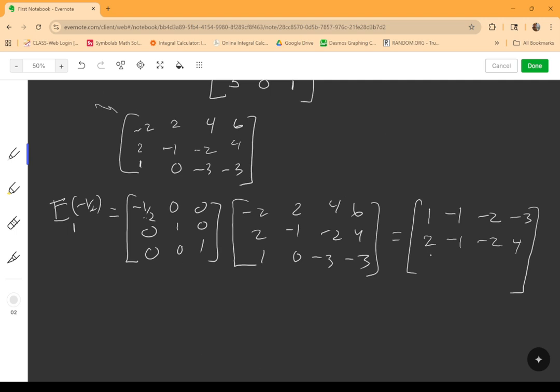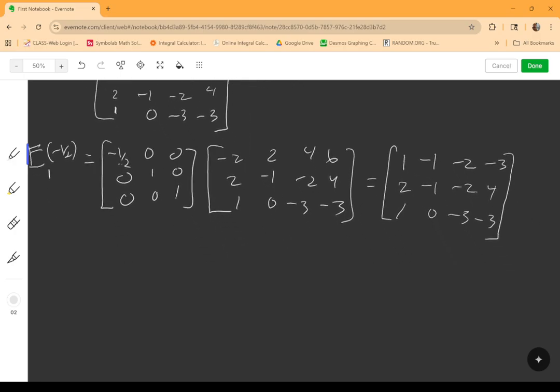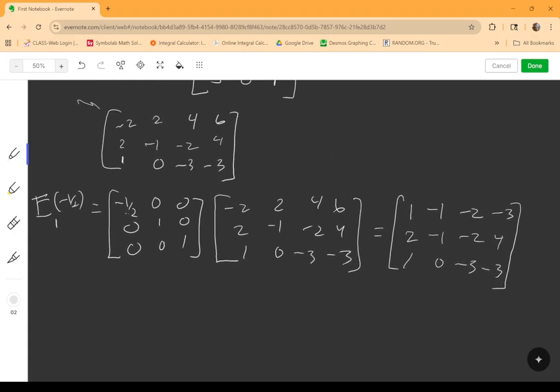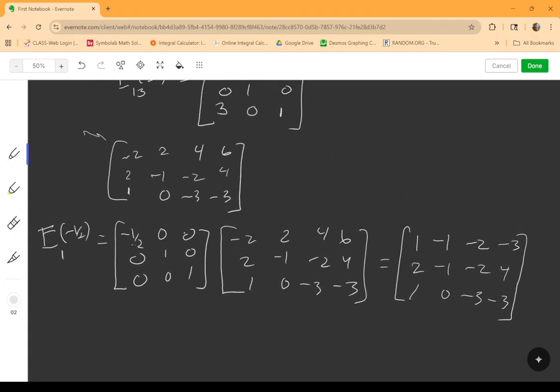And doing the third row multiplication, you see right away. And you notice here that the row operation you wind up with is -1/2 R1, right? Represented by that elementary matrix.